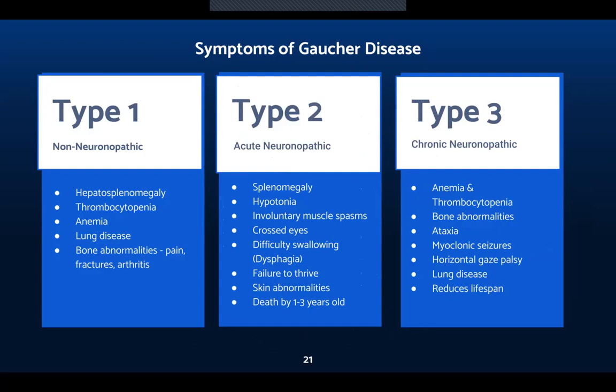As previously mentioned, the lipids accumulate mainly in the liver, spleen, bone marrow, and central nervous system. So as you can see, many of the symptoms of each of these three types affect those parts of the body. Many patients with type 1 live their lives with minor symptoms or completely unaffected. Both types 2 and 3 result in reduced lifespan, and type 2 is the most severe, with death occurring between the ages of 1 and 3.